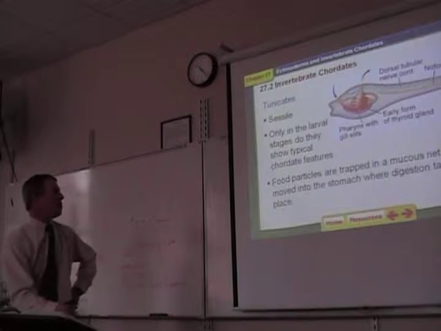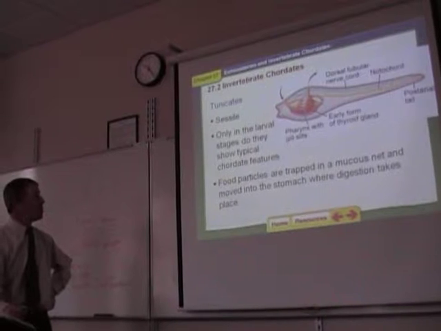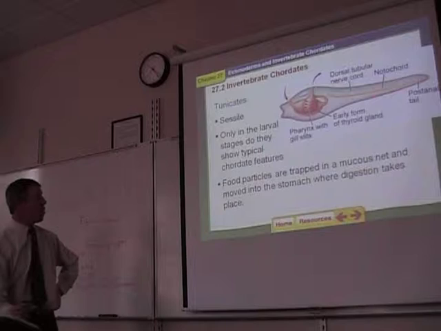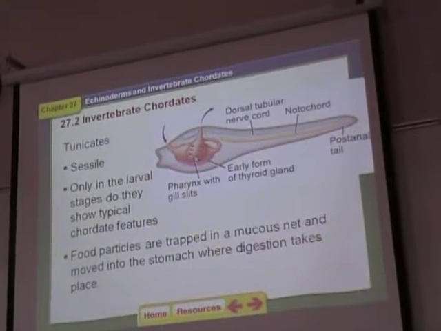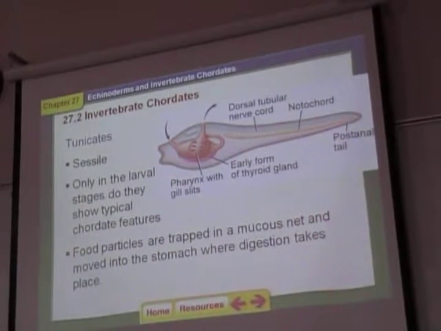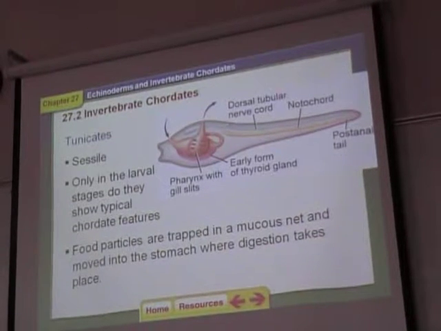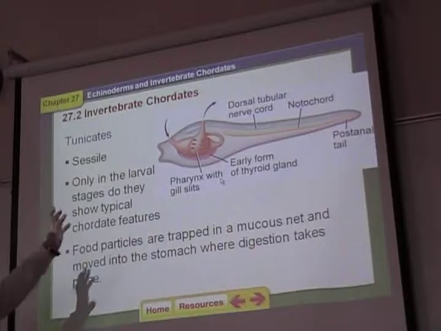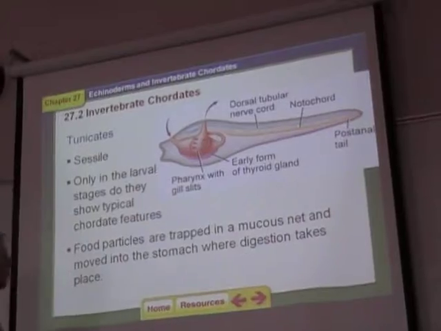Food particles are trapped in a mucus net and moved into the stomach where digestion takes place. Basically, the way they work is they suck in water through a mouth, what we call an in-current siphon, and then they filter the water, and then they shoot the water out through an ex-current siphon. The tubular nerve cord, the notochord and the tail all disappear as this thing forms. And it basically turns this way and anchors itself onto something.